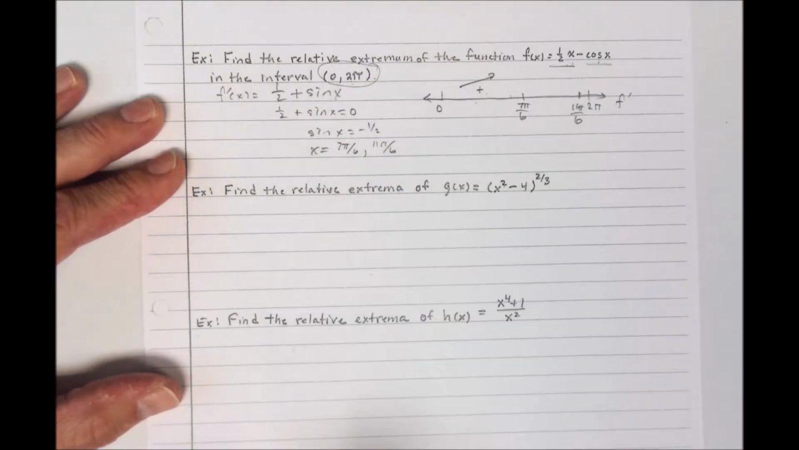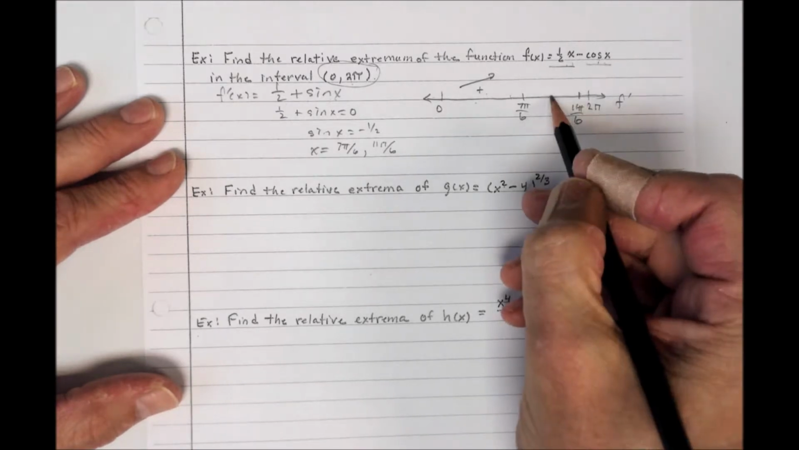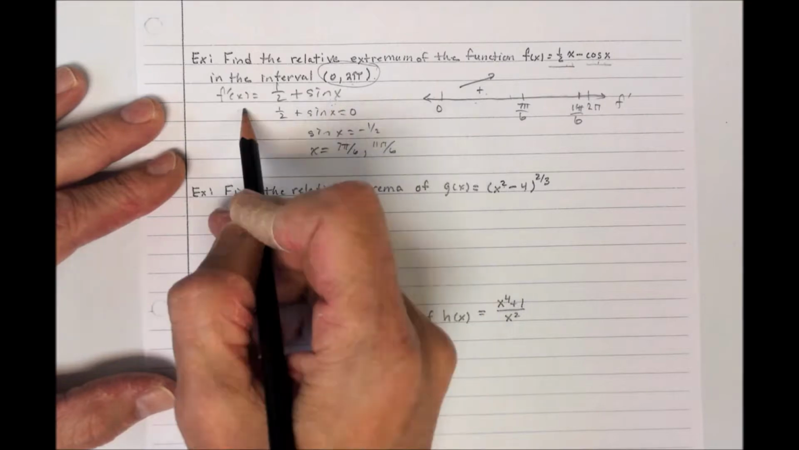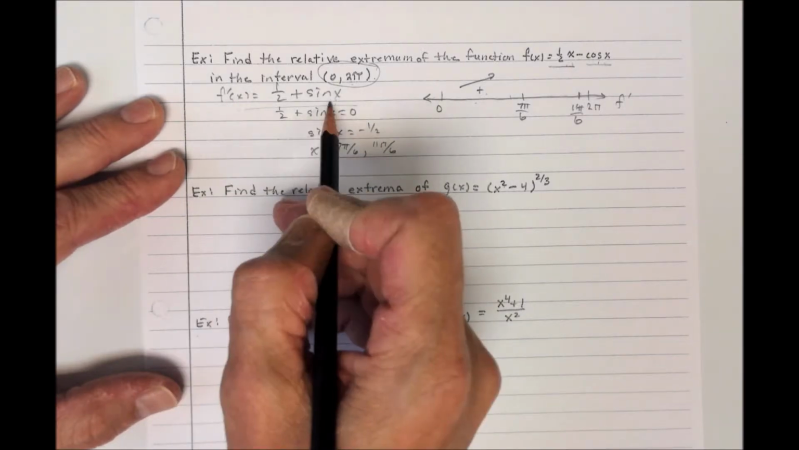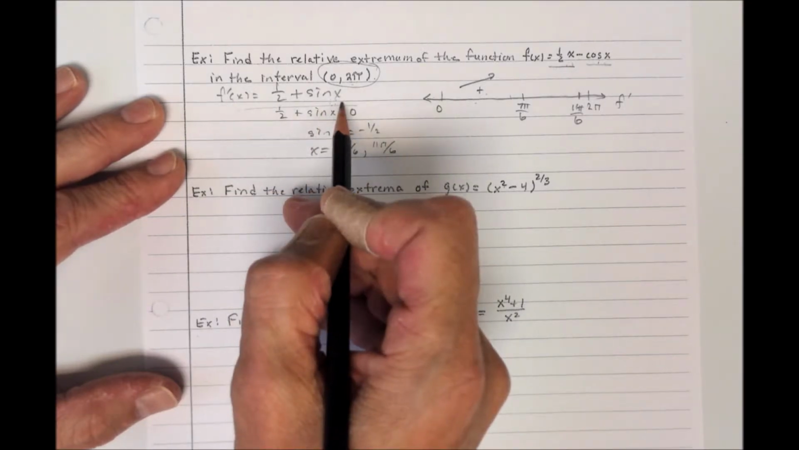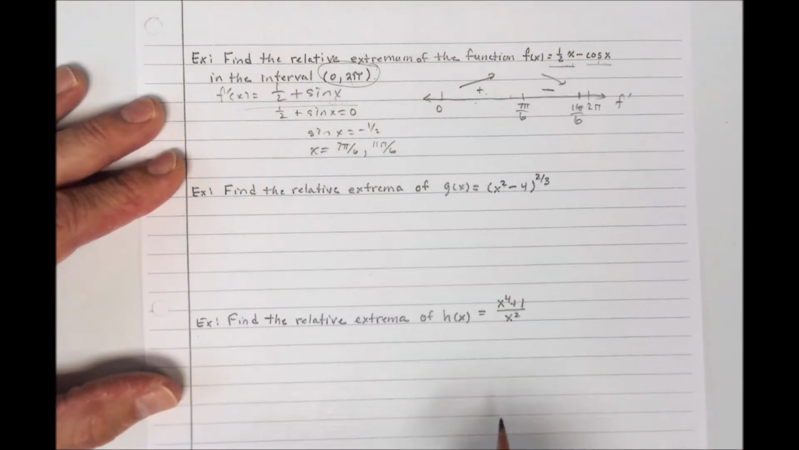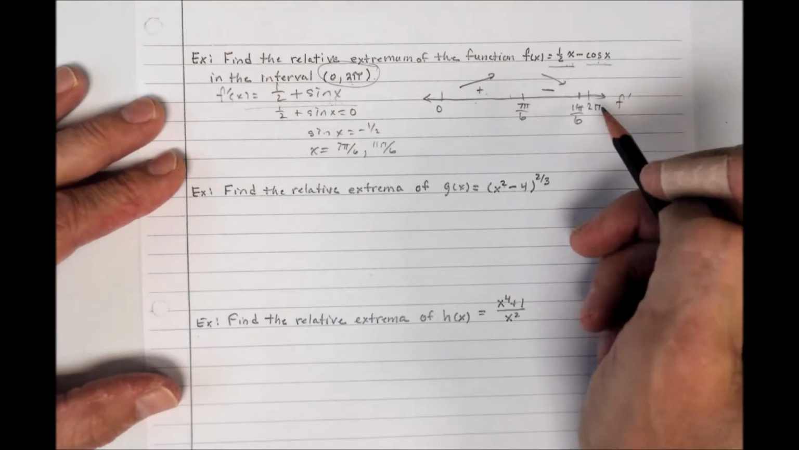Increasing. Take a value in here like 3 pi over 2. The sine of 3 pi over 2, if I plug in for x here into my derivative, is negative 1. 1/2 plus negative 1 is negative 1/2. Decreasing. Now, what happens here, now I don't have a nice specific one.